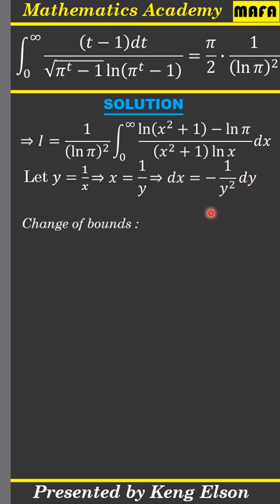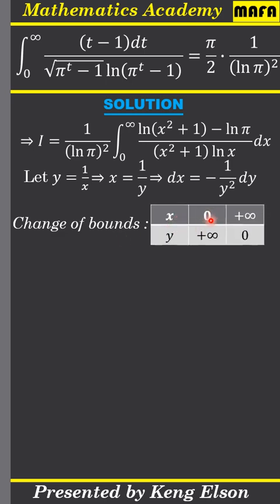Alright, now what we need to do is we need to change the bounds. Okay, now when x is equal to 0, you realize that this is actually 0 from above, because in the interval 0 to plus infinity, x is strictly bigger than 0 or equal to 0. Yeah, because it's in the domain of definition.